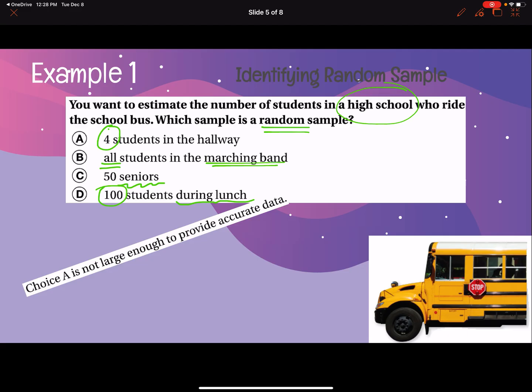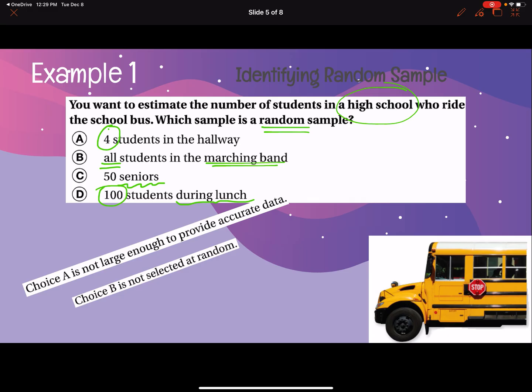Choice A is not large enough to provide accurate data. We want an entire high school, so 4 students is not nearly enough. Part B says all students in the marching band. Now, I underlined marching band because they were all involved in one particular aspect of the high school. So choice B wasn't selected at random.